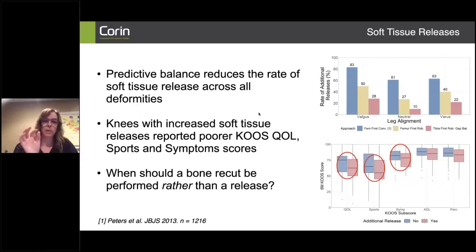We do know that knees with increased soft tissue releases do report poorer KOOS scores. So then, of course, this begs the question, when should a bone recut be performed rather than a release? Again, ongoing investigation.